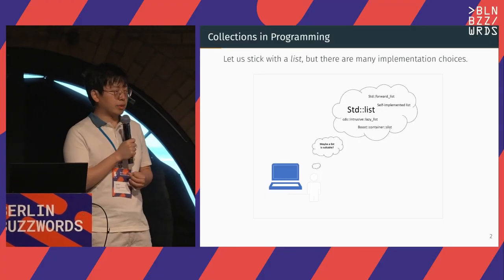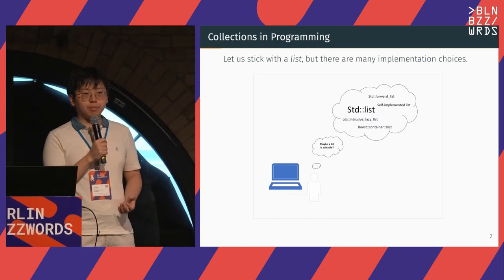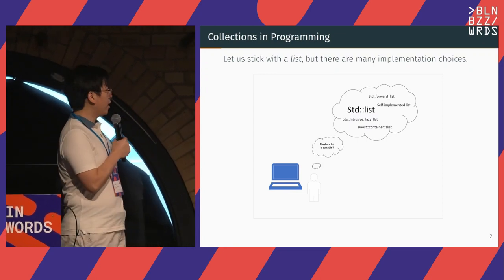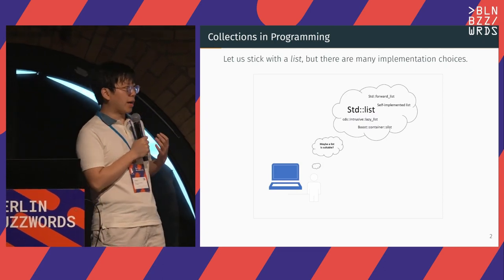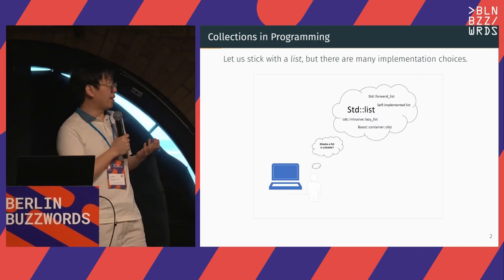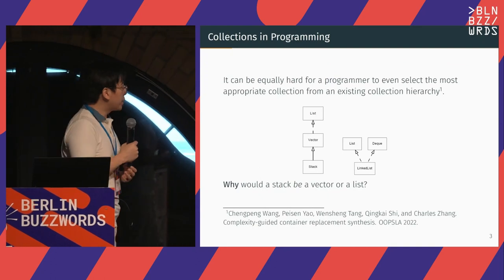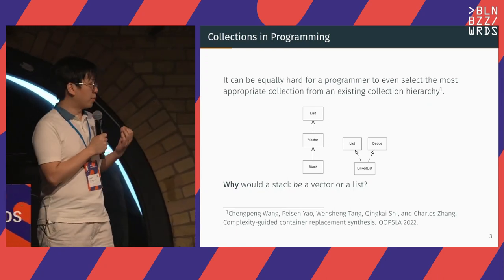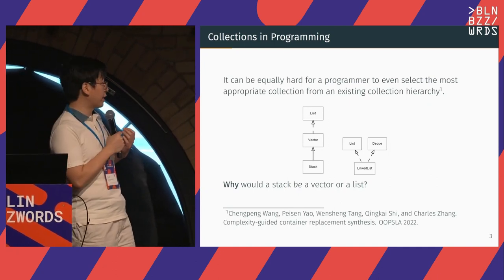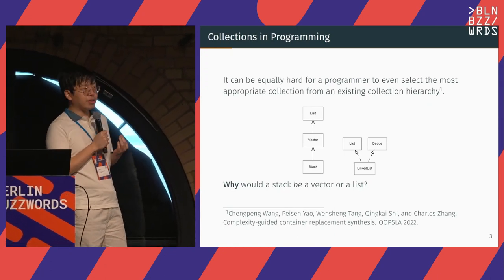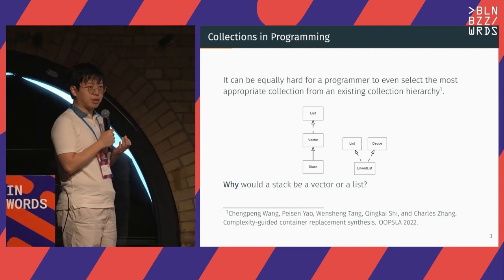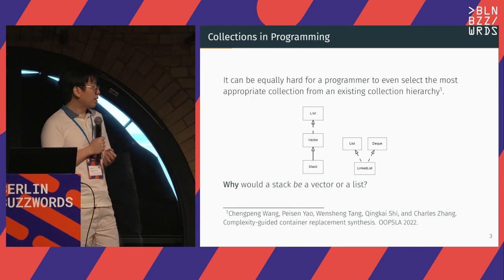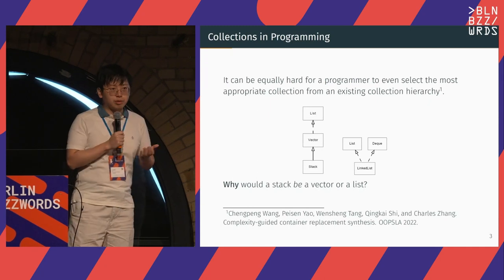Let us stick with a list, which is an ADT. But there are still many implementations of a list. For example, if we are programming with C++, there are lists from the standard library, lists from the Boost library, and lists from some third-party libraries. So how to choose an optimal one? It can still be very hard to choose a data structure from an existing hierarchy of a data structure library, for example, from the Scala Collection Library or Java Collection Library. When I was a new programmer to Java, I once questioned, why would a stack be a vector or a list? But as we know, this has been an implementation way of Java, but it's still sometimes not easy to handle.